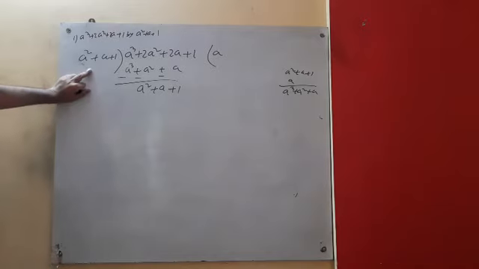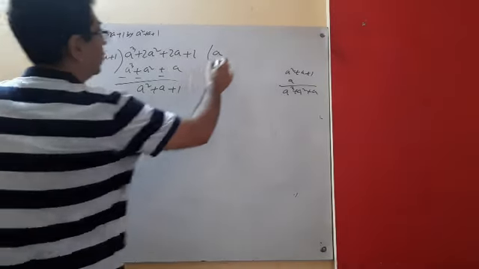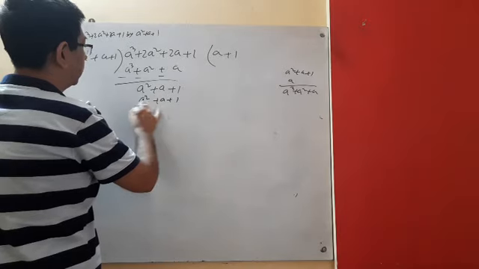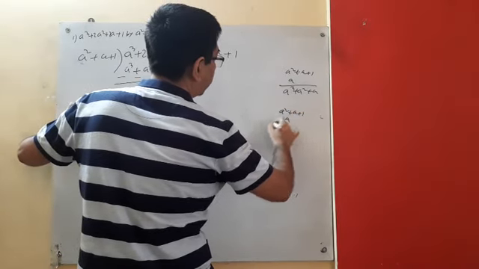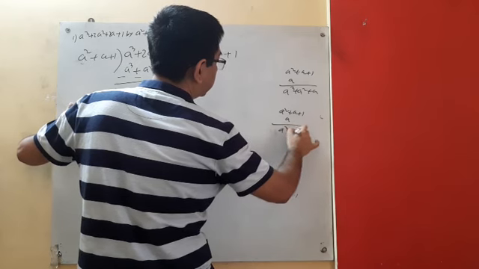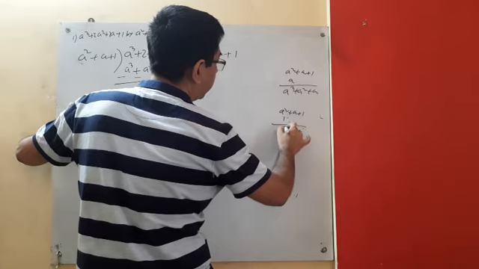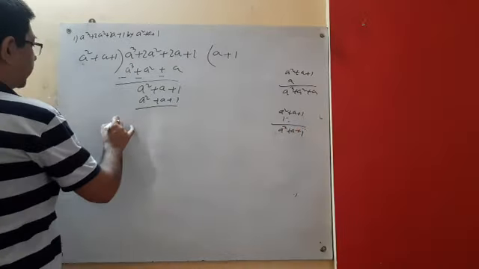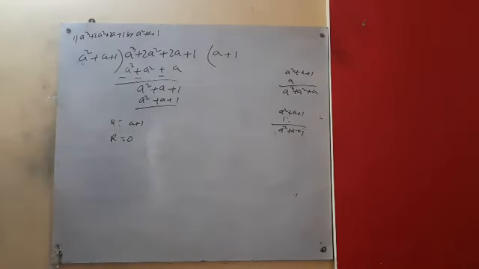Look, it is given in the form a square plus a plus 1. What will you multiply by? By 1. So we are getting a square plus a plus 1. a square plus a plus 1 into a gives a cube plus a square plus a, and by 1 we get the same thing, a square plus a plus 1. So the quotient is a plus 1 and the remainder is 0.